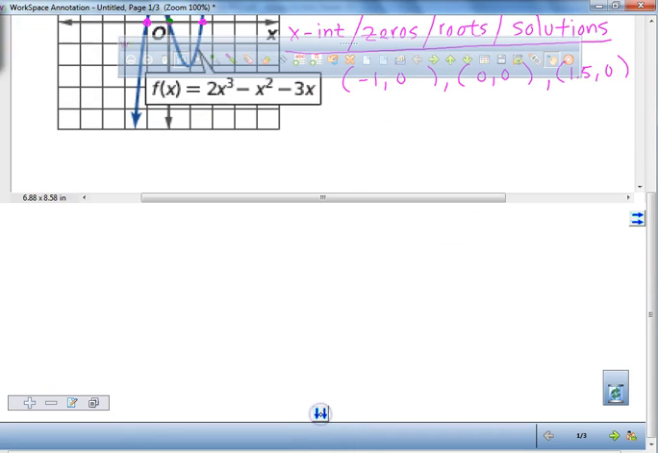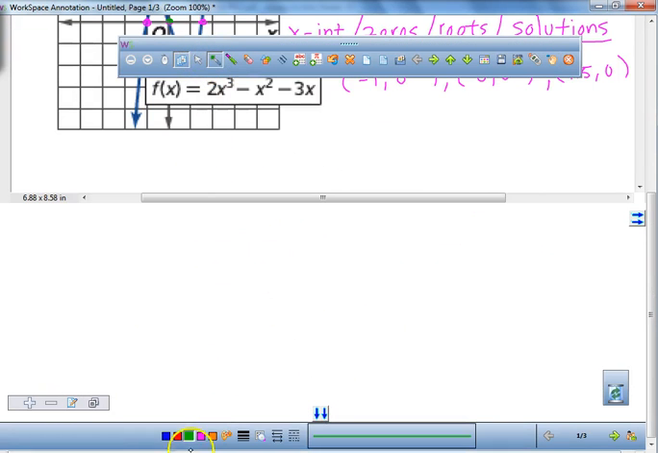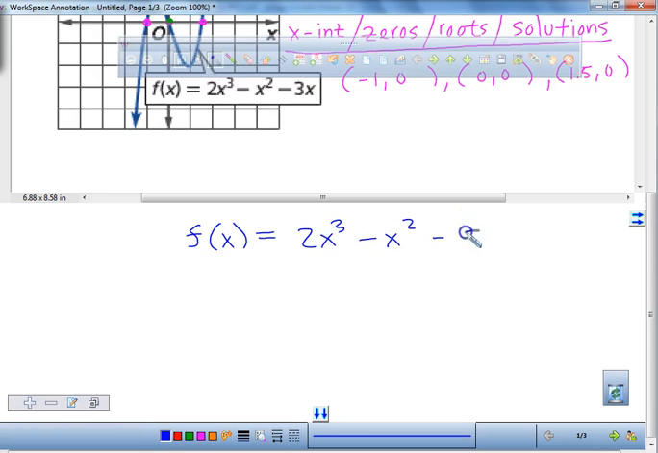So we're going to go down here. We're going to find this algebraically. So in your journal, here's what I want you to write: f of x equals 2x cubed minus x squared minus 3x. All right. Now, 2x cubed minus x squared minus 3x, what factor do each of these terms have in common?